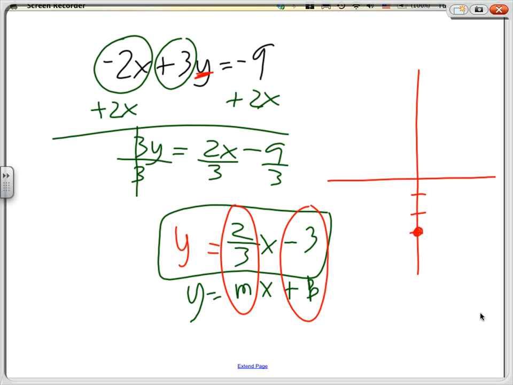What about the slope? What does the slope tell me to do? Go up 2. And to the right 3. Very good. Up 2, right 3. Up 2, right 3. So I ran out of space over here.